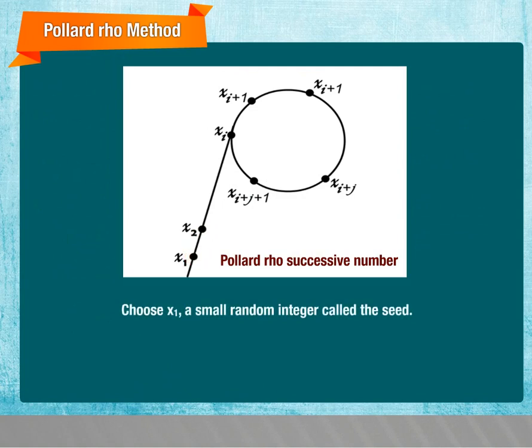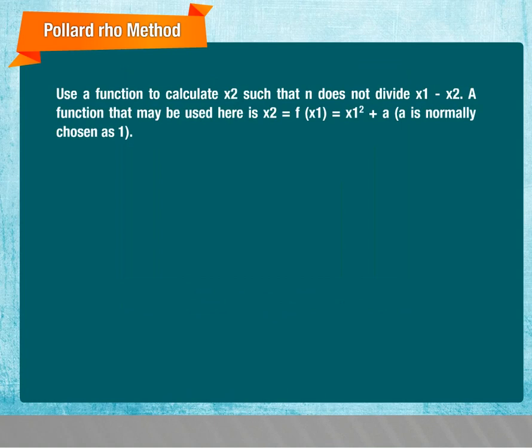Choose x1, a small random integer called the seed. Use a function to calculate x2 such that n does not divide x1 minus x2. A function that may be used here is x2 is equal to f of x1 is equal to x1 square plus a. A is normally chosen as 1.